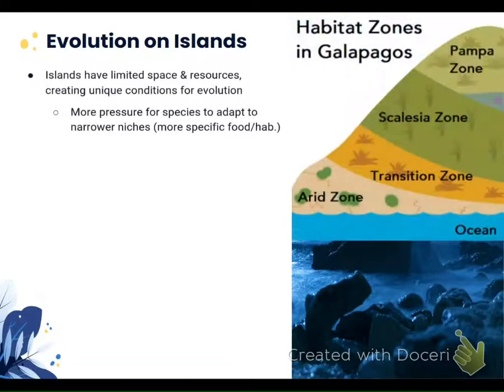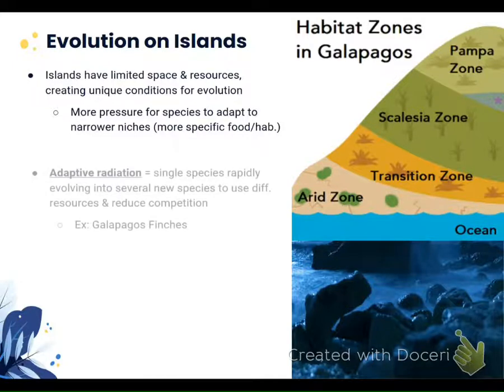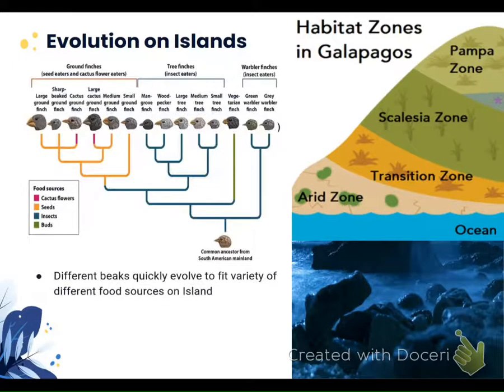Evolution on islands: they have a limited amount of space and resources, and therefore there's going to be pressure for the species to adapt. Therefore, there's something called adaptive radiation. One species gets there, but there may be 20 or 30 different niches, and when one cousin is different from the other, it's going to be able to fill that niche and may eventually lead to different species.